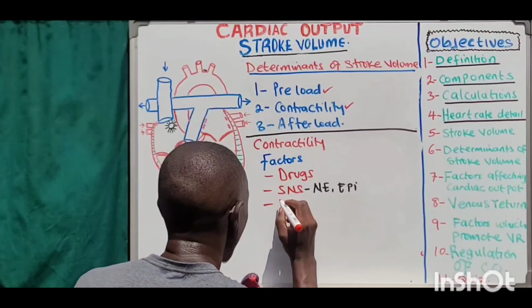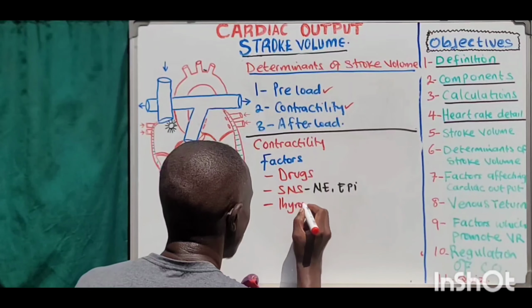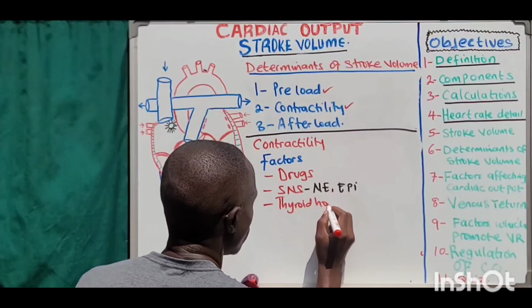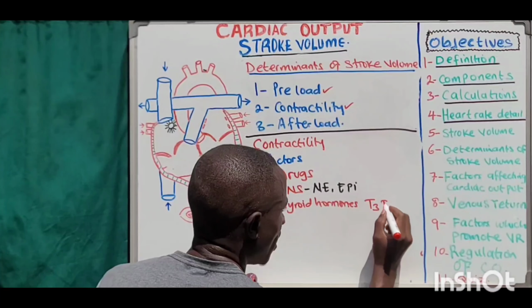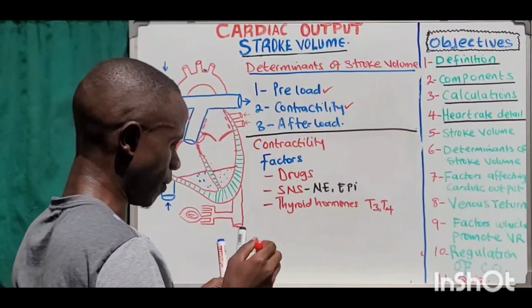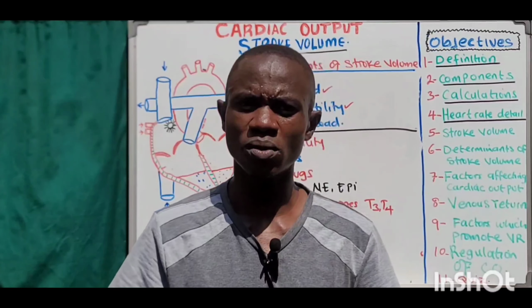Another one is thyroid hormones. When we talk about thyroid hormones, we mean T3 and T4. How do these hormones affect contractility?